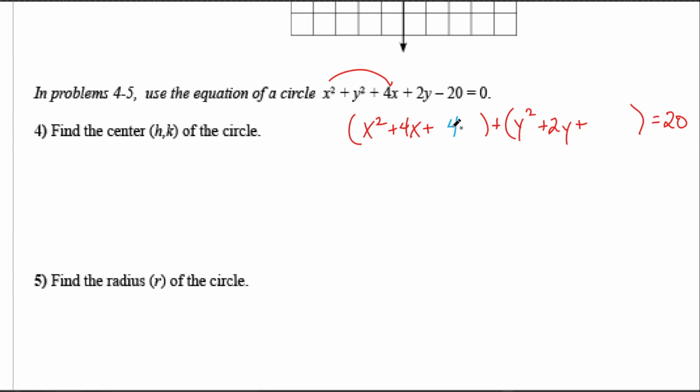That's right. So I can't just randomly add a 4 to the left side and expect these two sides to still be equal to each other, right? So I'm going to have to come over here and add a 4 to the other side. You with me so far?